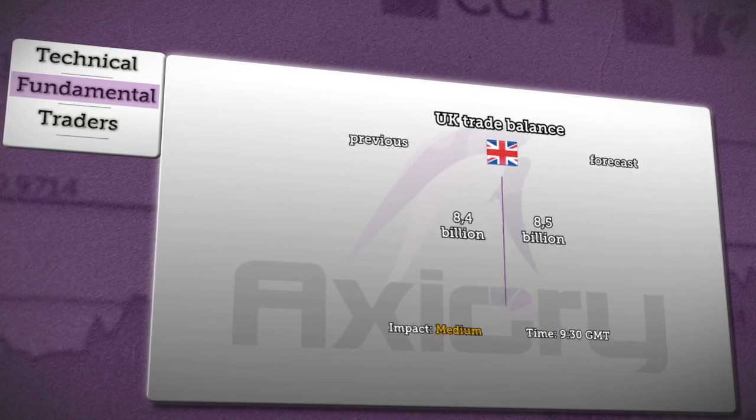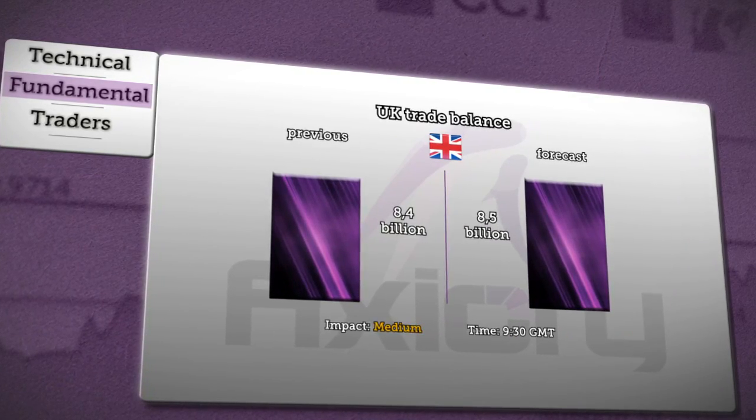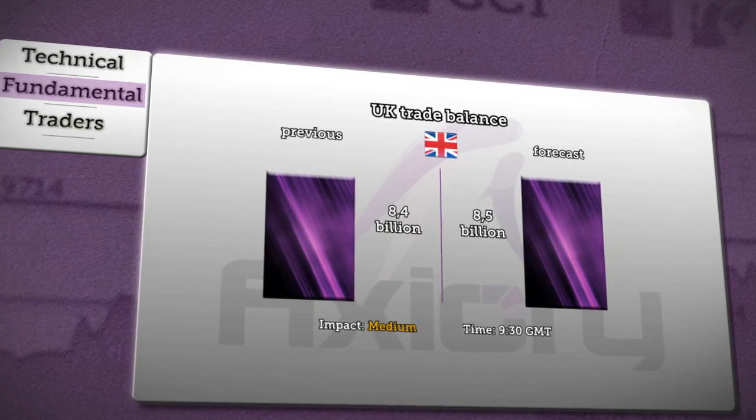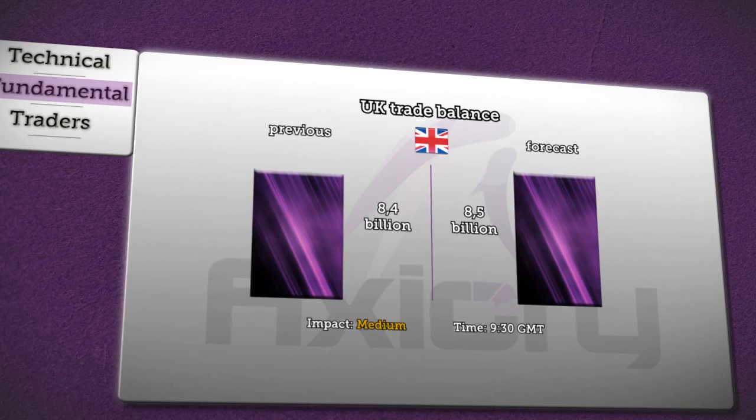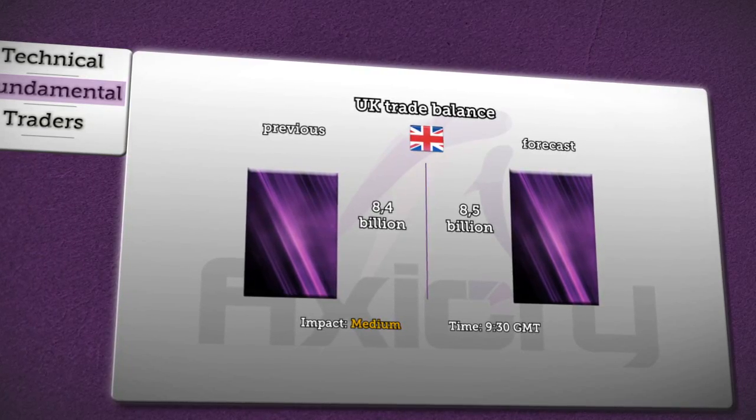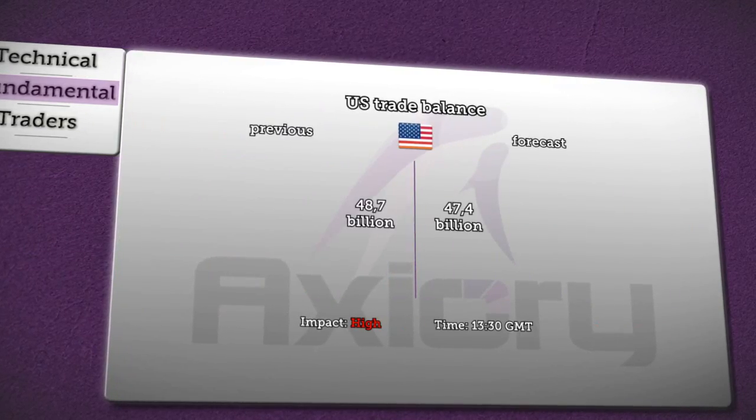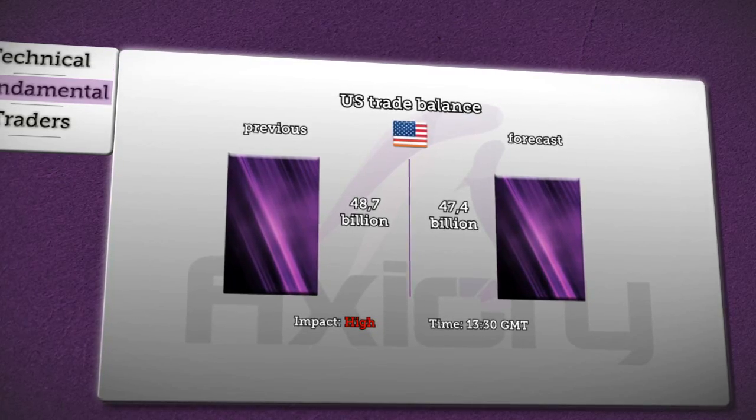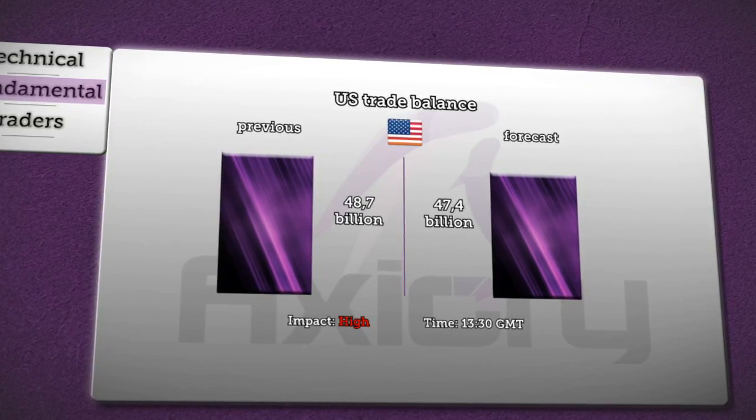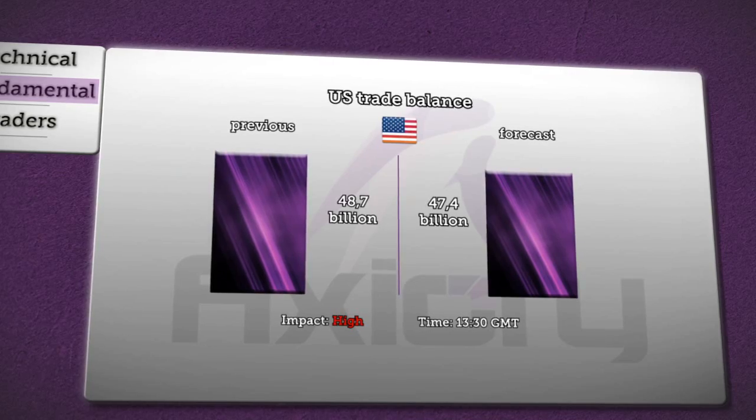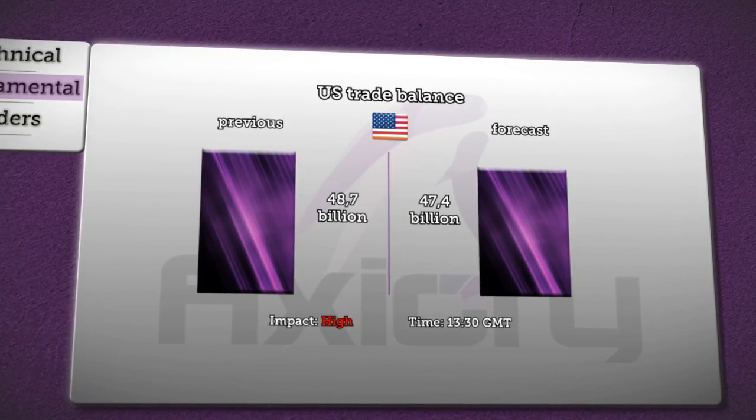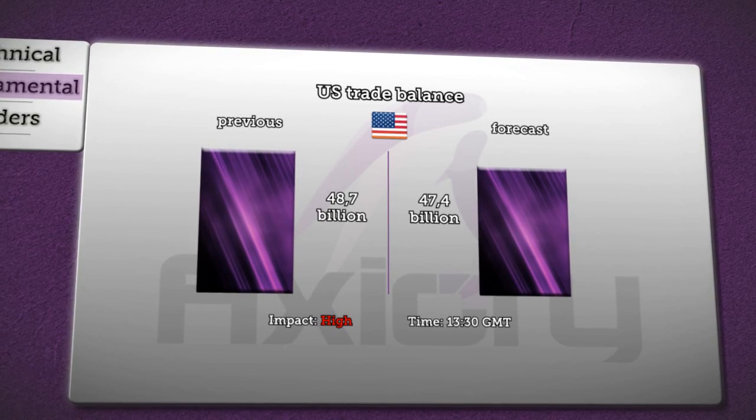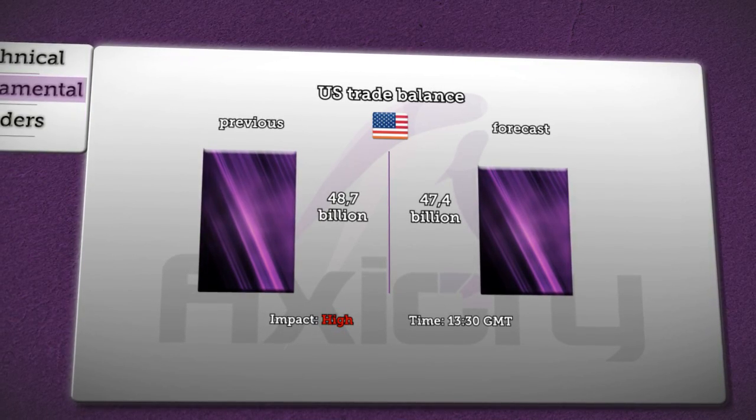First news today concerns the trade balance in the UK, which will be released at 9:30 AM GMT. Analysts expect medium impact on the sterling and a deeper deficit at 8.5 billion compared to a previous 8.4 billion. Next at 1:30 PM GMT, the Bureau of Economic Analysis is going to report figures about US trade balance. It's expected to decline from a previous deficit of 48.7 billion to 47.4 billion. Also, analysts expect high impact on the dollar.